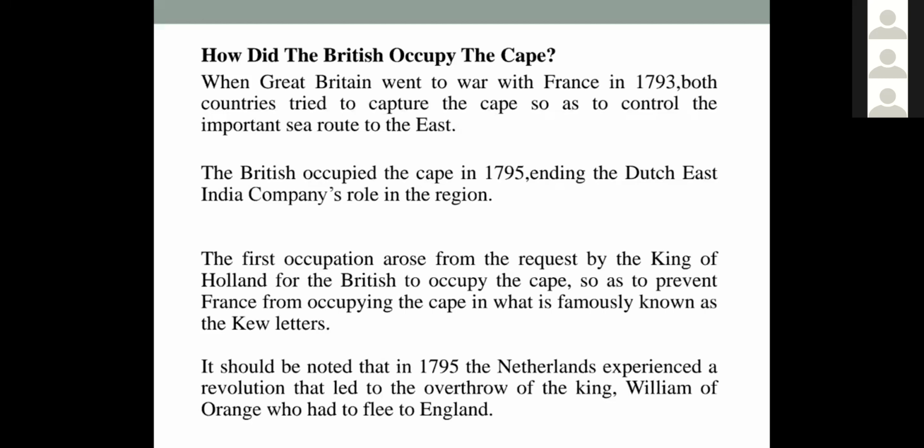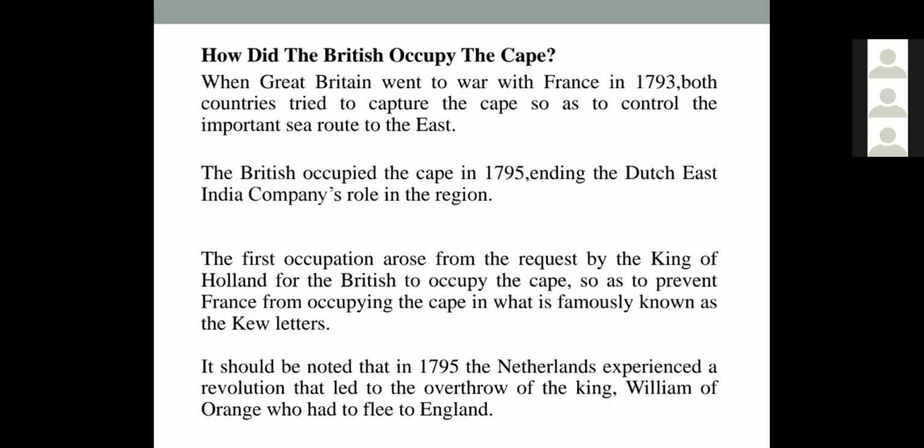When you look at the first point we have on the screen there, we are saying when Great Britain went to war with France in 1793, both countries tried to capture the Cape so as to control the important sea route to the east. They tried to capture the Cape, both countries, so that they can have control of the sea route to the east.